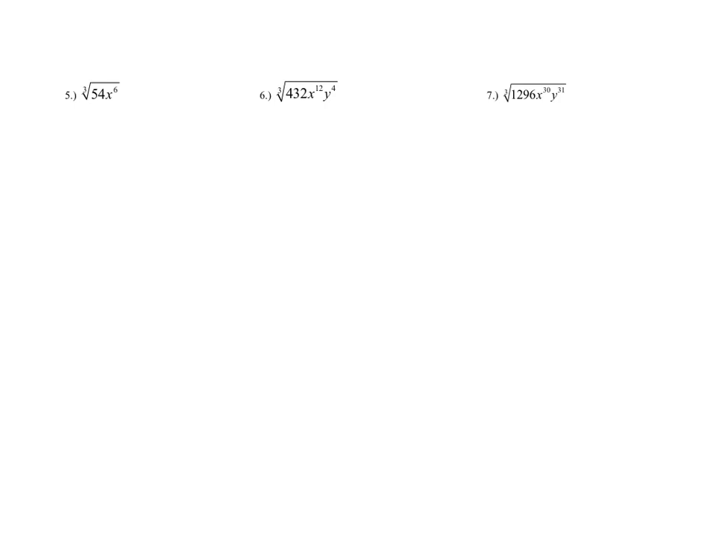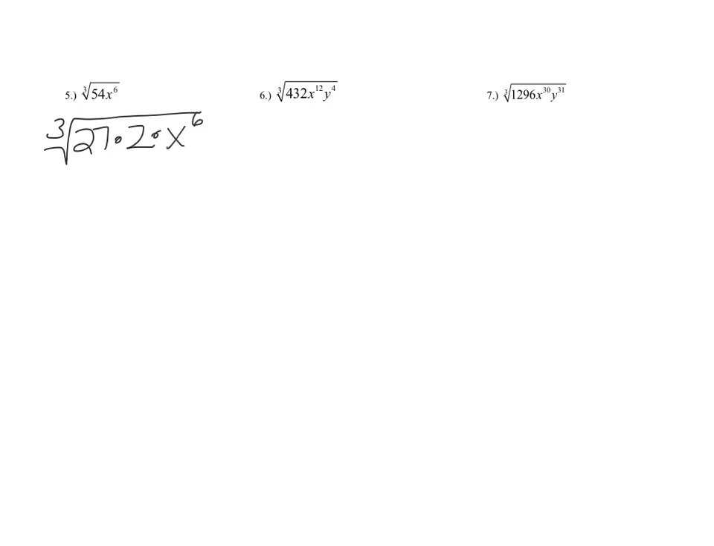So I like to just start the problem like this. I'm going to draw my cube root symbol, and I'm going to say, is 54 a perfect cube? It's not, so I'm going to try 8, and I'm going to try 27. And I'm going to see that 27 times 2 gives me 54. Is x to the 6th a perfect cube? Yes, because the exponent is divisible by 3.